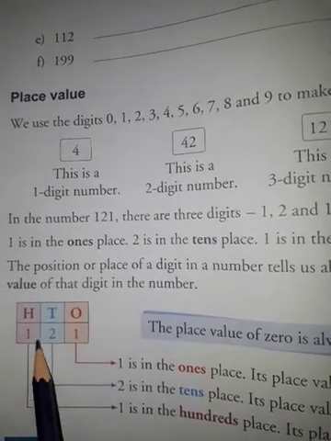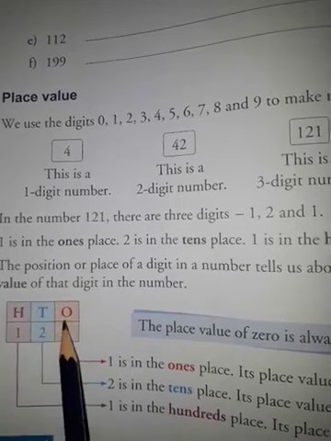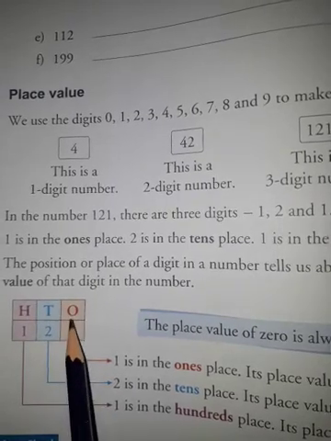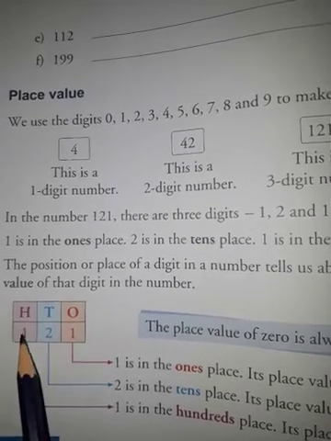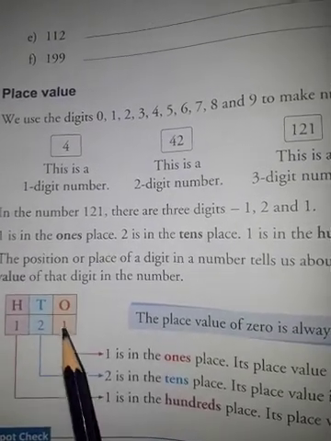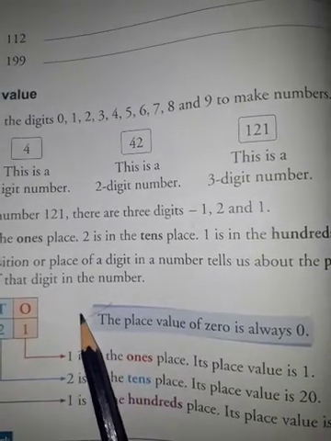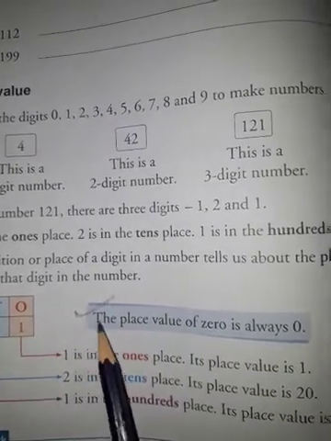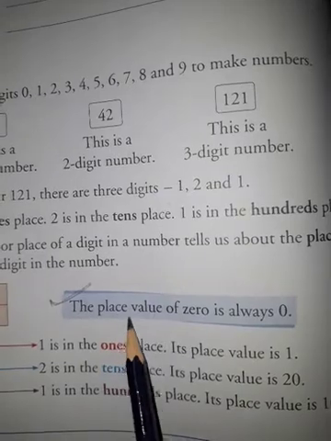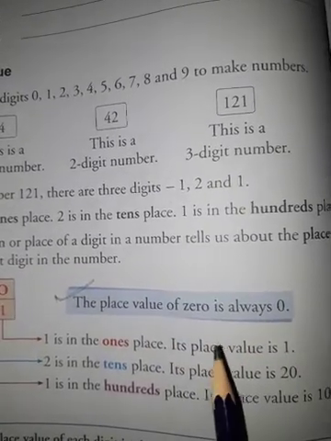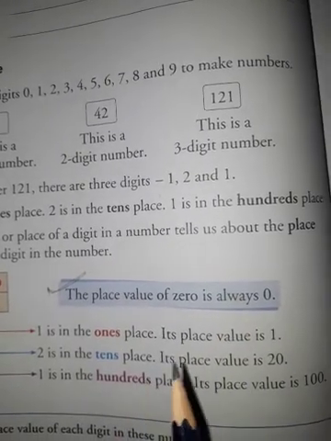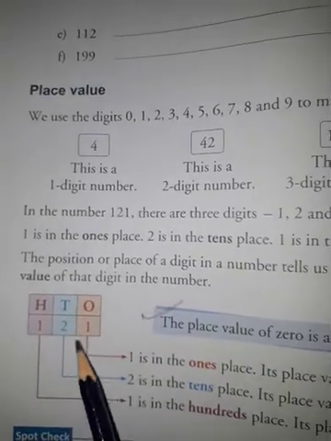You can see here, what is this? This is 121. We divided it in the places. Where is 1? 1 is ones place. 2 is in the tens place. Where is this one? This is 1. This one is in the hundreds place. One thing is most important: the place value of 0 is always 0. You remember it? The place value of 0 is always 0. 0 does not have ones place, tens place or hundreds place. 0 is always 0.